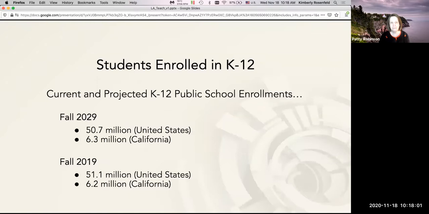And to give you an idea of how this fits into the work that you're doing, you can take a look here at these numbers. For example, when we look at the current and projected K-12 public school enrollments, in fall 2019 we see 51 million students enrolled in the US and 6.2 million in California. When we take a projected look, those numbers are going to change a bit, and part of this has to do with demographic changes. In 2029, those numbers in the US will be 50.7 million students, and in California, 6.3 million. That is a huge sum of students to be thinking in terms of, that we have the ability to provide with this kind of civic knowledge.